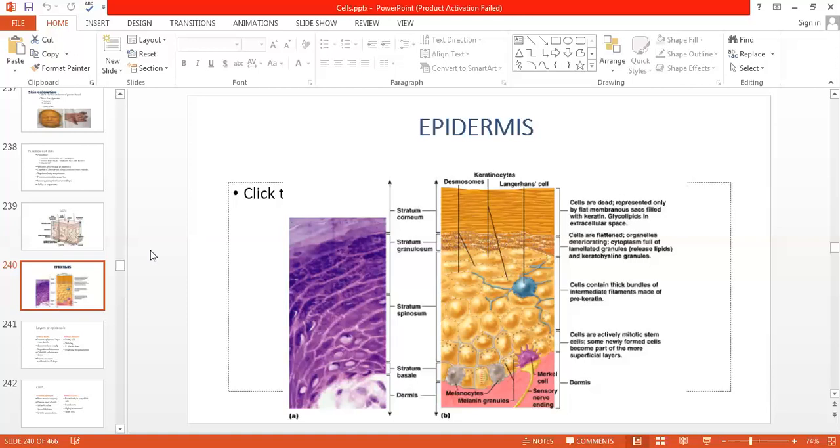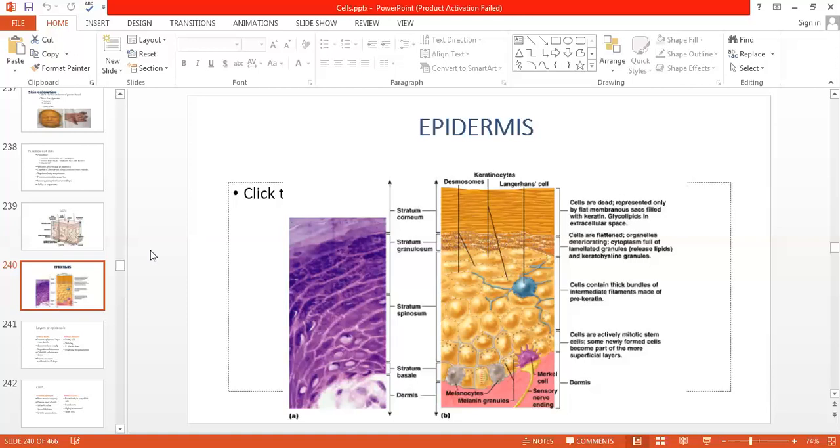How it works: in stratum corneum, cells are dead, represented only by the membranous sacs filled with keratin, glycopeptides, lipids in extracellular space. So you can see how the first layer, stratum corneum, is formed.